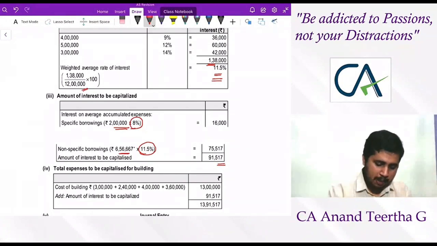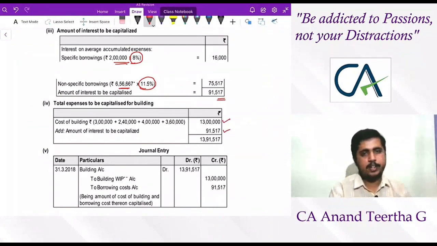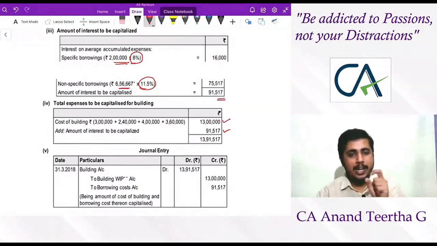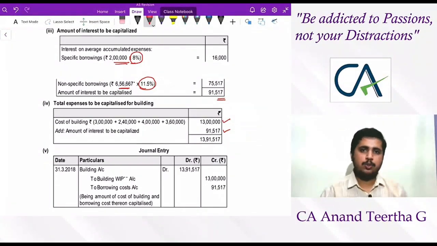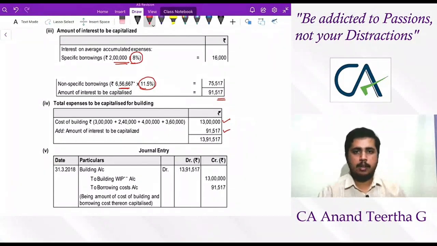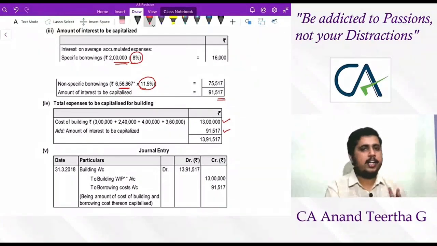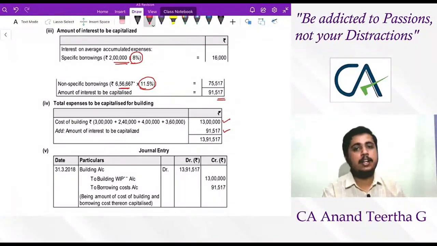Once you get the interest part, add it to the cost of the building: 13 lakh plus 91,517 will get you 13 lakh 91,517. Now don't get confused. Why are we now considering 13 lakh again? Why not consider 856? No, 856 is only for interest application. To apply the interest rate, we wanted a principal equivalent to 12 months. But when it comes to the value of the asset, whatever cost is incurred will be capitalized. So 13 lakh is incurred, so 13 lakh will be capitalized. Along with that, 91,000 will also be capitalized. Okay, so this is how you need to capitalize general borrowing.